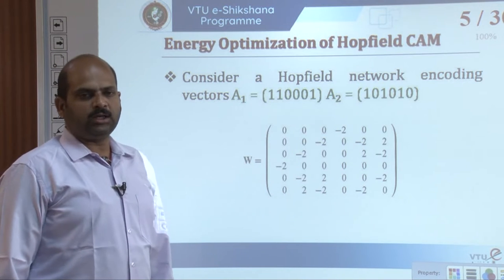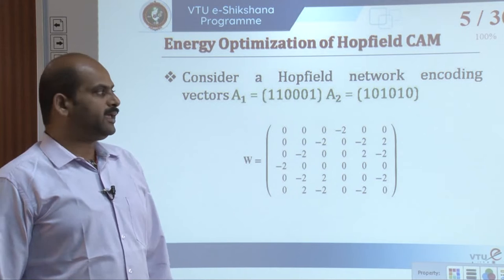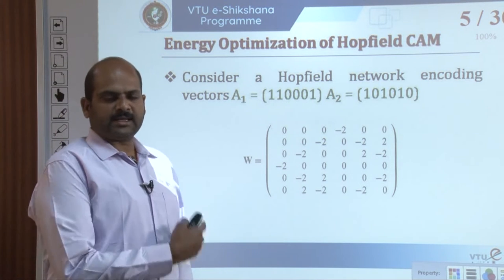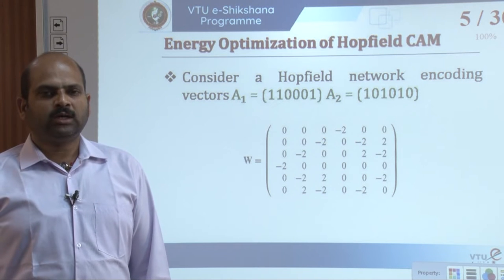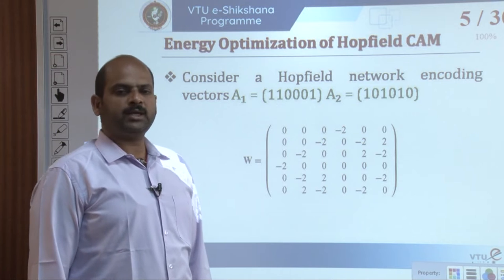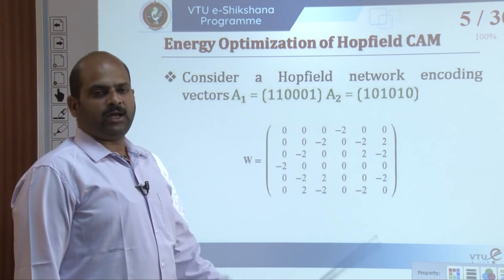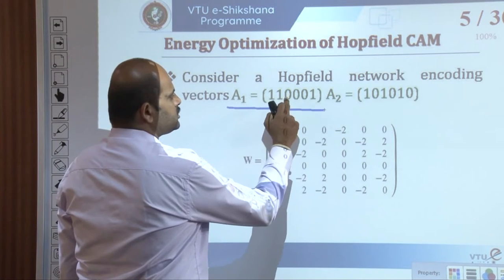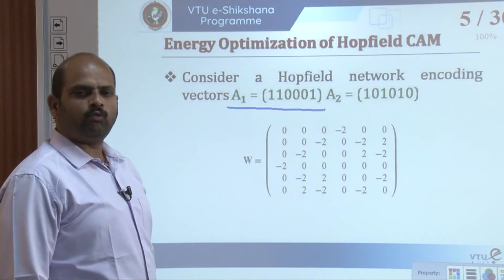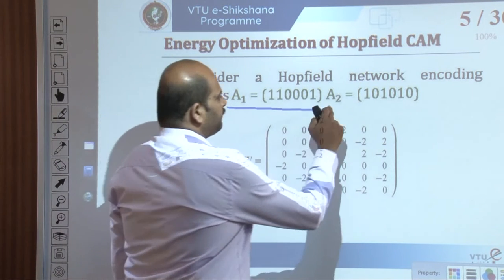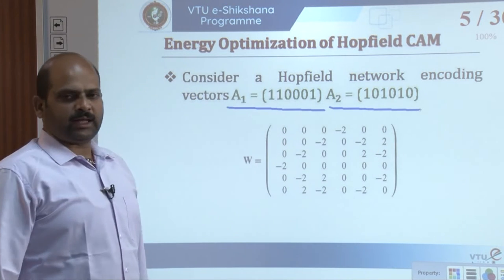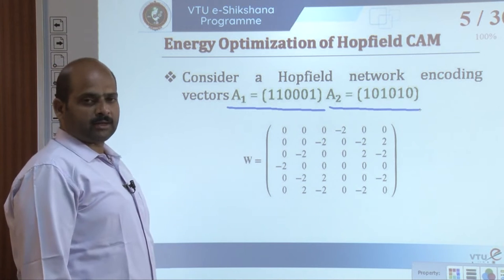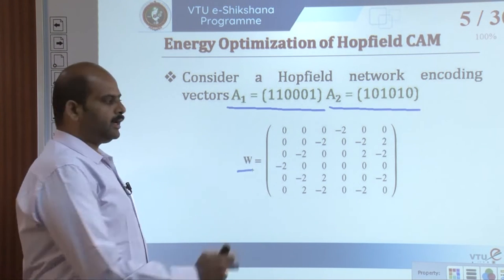Much intuition into the working of this algorithm is to be gained from an interesting simulation, which is going to be this matrix. In this example, we are going to encode two vectors into a six dimensional Hopfield network using a bipolar outer product encoding process. The vector A1 is assumed to be 110001, and the vector A2 is taken as 101010. The resultant weight matrix is going to yield a value like this matrix.